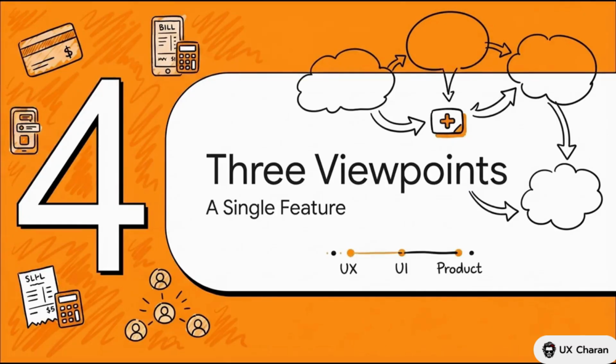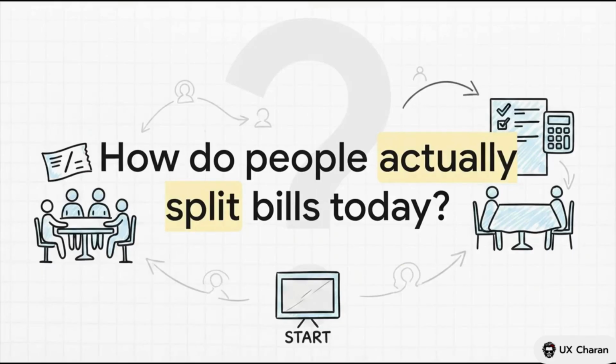Section 4. One feature, 3 viewpoints. Let's see what happens when leadership says, hey, add a split the bill feature to our payments app. The UX viewpoint immediately jumps to human behavior. They'll ask, how do people actually split bills in the real world today? Do they split them evenly or item by item? Who initiates it? Their job right now is mapping out that real human behavior and drawing the initial wireframes.